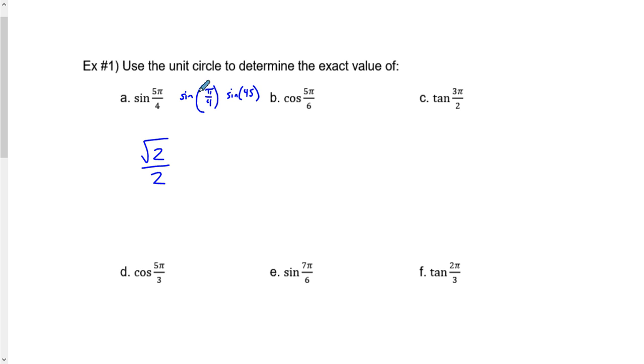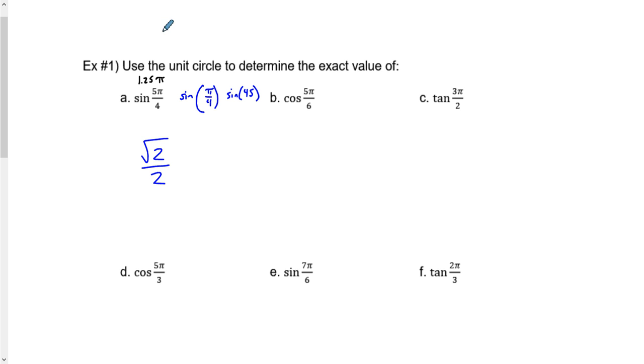But we're not looking at the sine of 45. The sine of 45 is in quadrant 1. 5 pi over 4 is a little bit more. So let's look at this really quickly. 5/4 is 1.25. In other words, that's 1.25 pies.